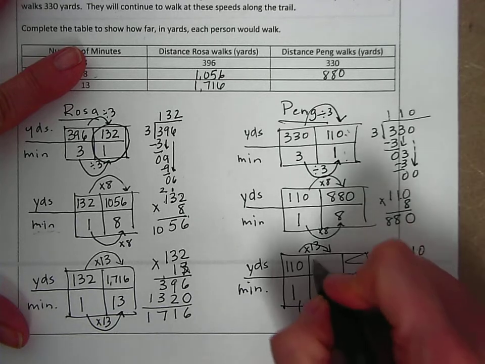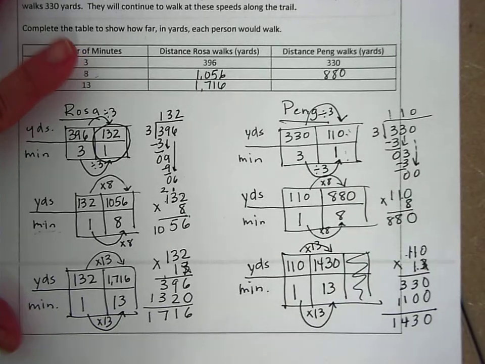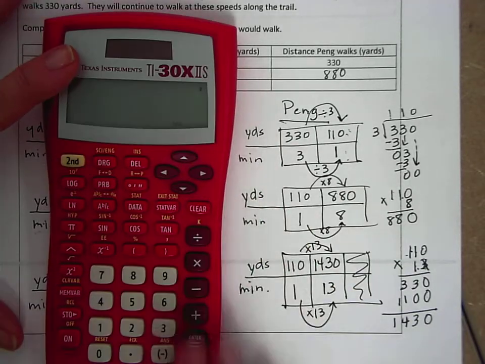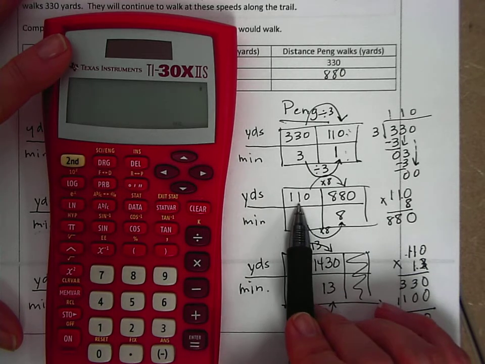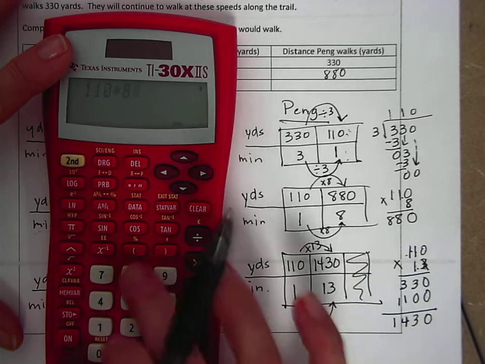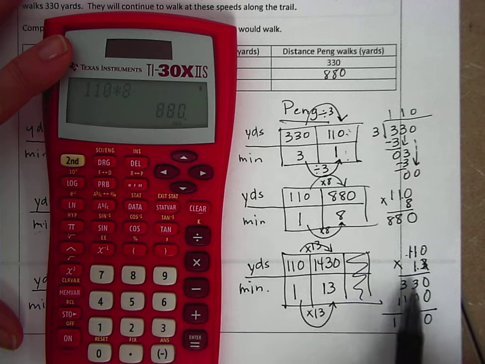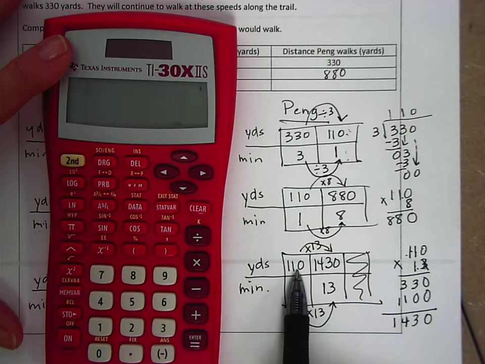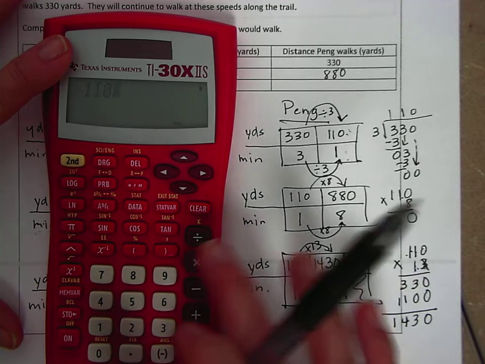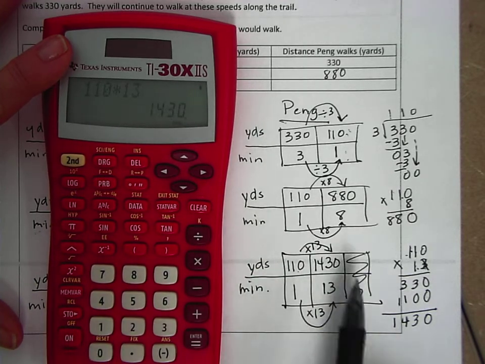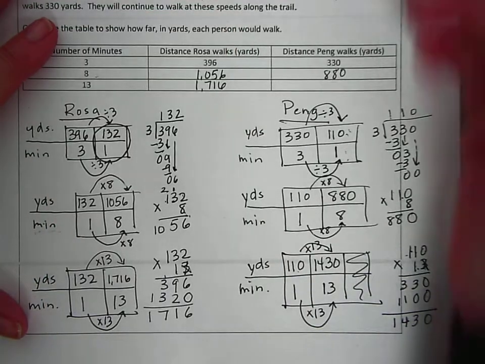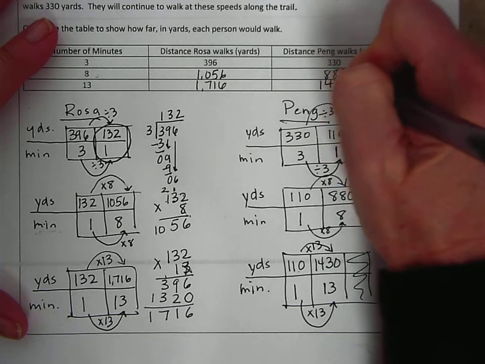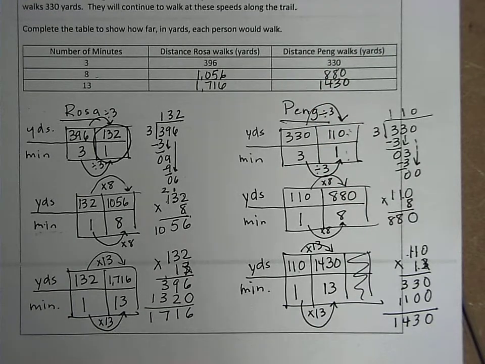All right, let's double check our work on a calculator. So we have 110 times 8, 880, and then 110 times 13, 1430. Okay, so I just have to write that down here in the table. Okay, we just finished part B.